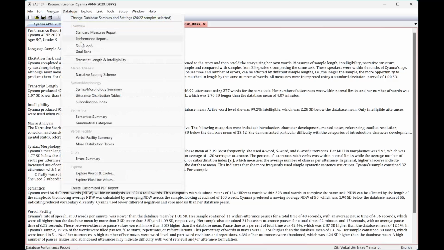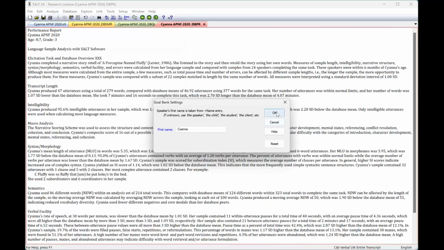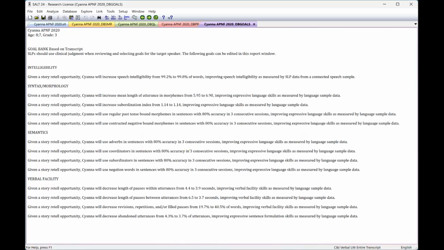The other one already made for you is the goal bank, and this is new to the SALT 2024 version. This also is really quick and handy. Again, we're going to keep her name as Cheyenne. Based on the transcript, it's going to input your baseline data into a goal. These are completely editable, so go ahead and change them. Everyone has a different way to format their goals, but this is a draft and it directs potential therapy targets. Please use clinical judgment when using these. It takes any measure that was a relative weakness and drafts a goal for it. For example, under syntax and morphology, given a story retell opportunity, Cheyenne will increase mean length of utterance in morphemes from 5.95 to 6.9, improving expressive language skills, and so forth.